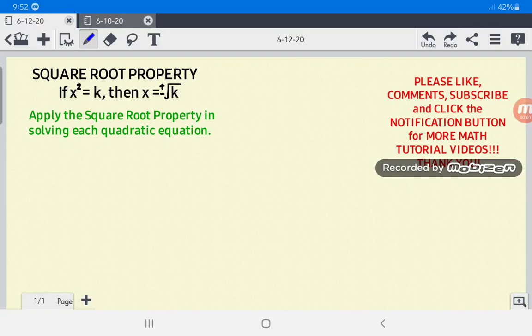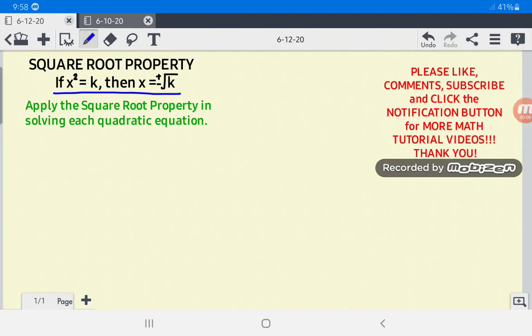Hi everyone! This is the continuation of our topic in my first two videos, solving quadratic equations by extracting square roots. So again, we are going to use the square root property, wherein if x squared is equal to k, then x is equal to positive or negative square root of k. Let us apply the square root property in solving each quadratic equation. Let us start with 6x squared minus 24 equals 0.